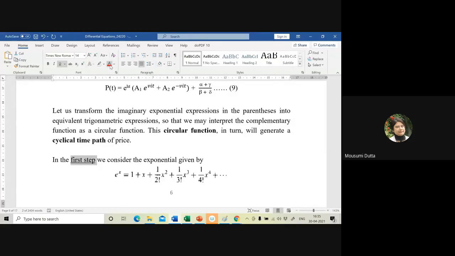Okay. In the first step, we consider the exponential. This you know. No difficulty is here. All of you know this thing. e to the power x is equal to this. Is there anyone who is not understanding this expression?